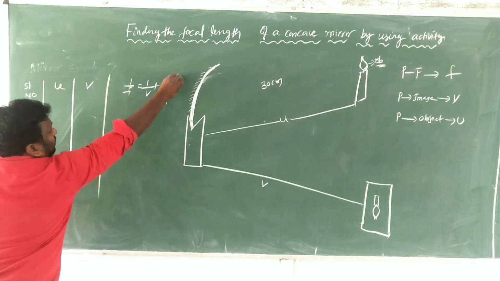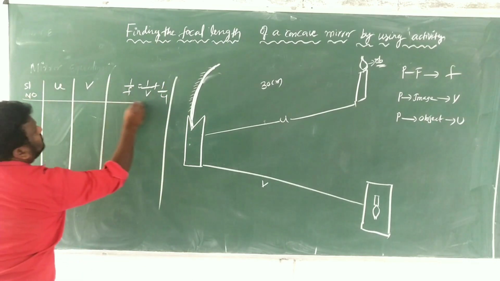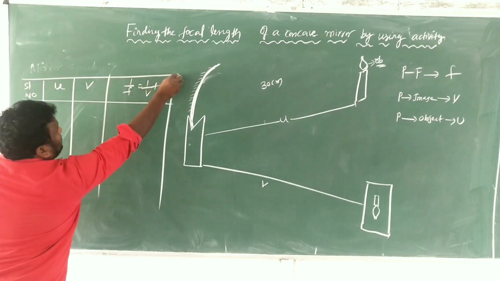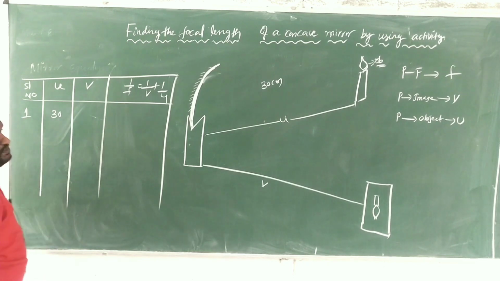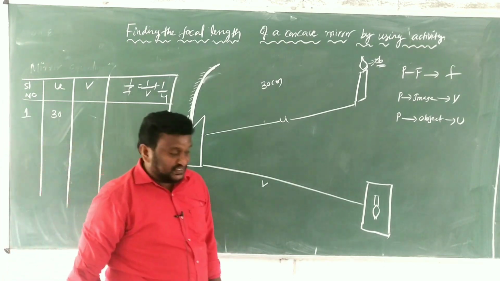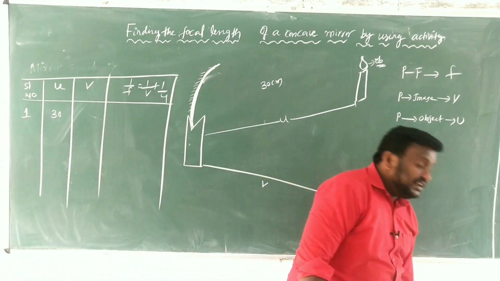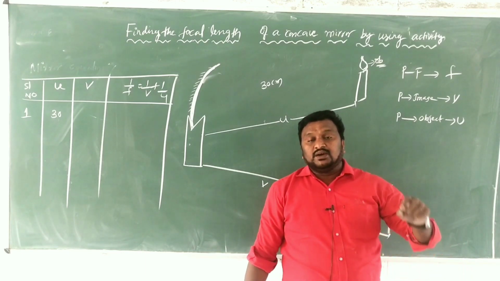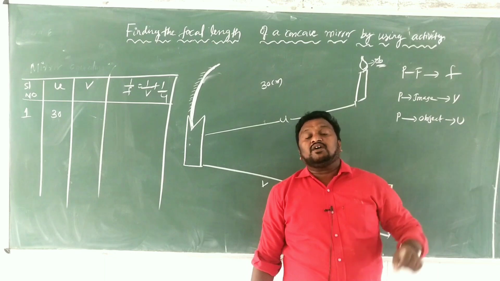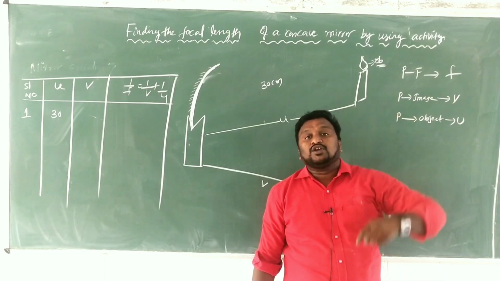So you have to take one tabular form. In the first serial number, U is 30 centimeters. Children, up to now we discussed only two points. The first thing is what? First we have to take one V stand, and on that you have to keep a concave mirror.